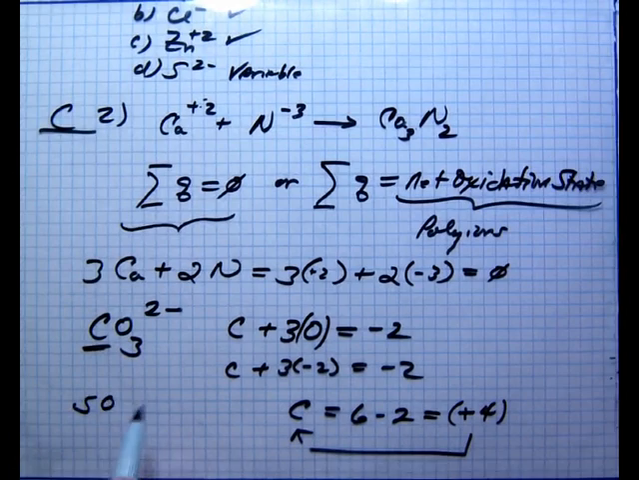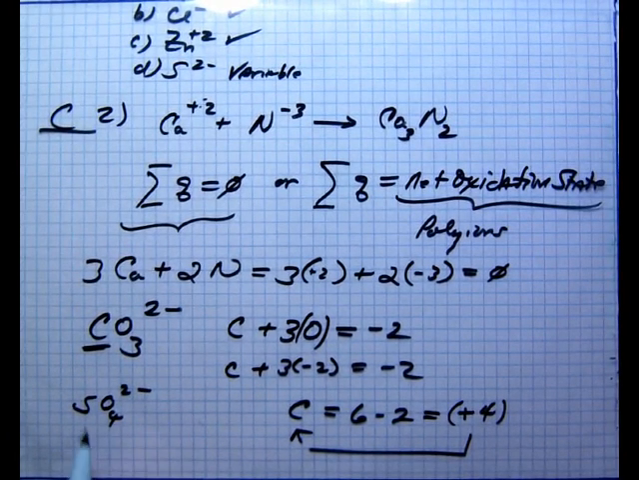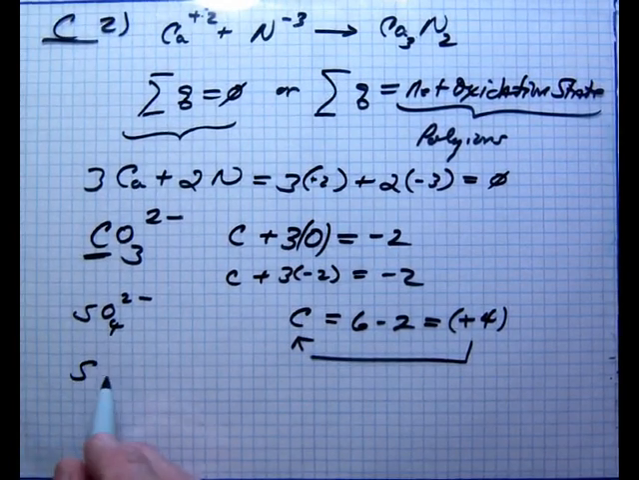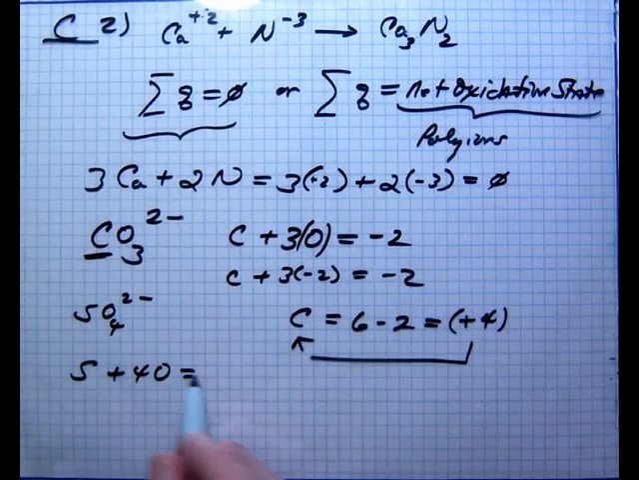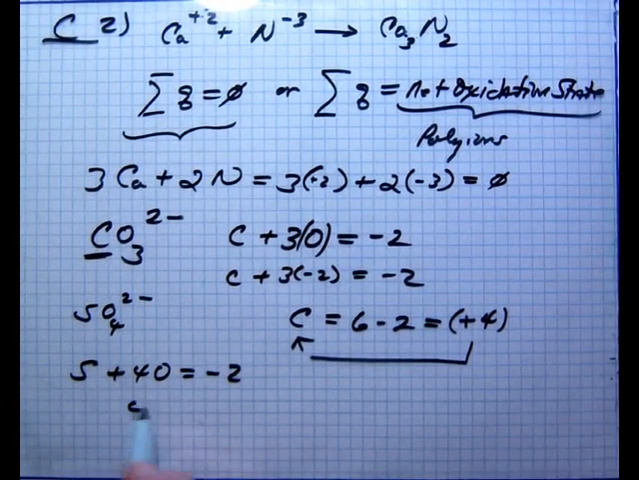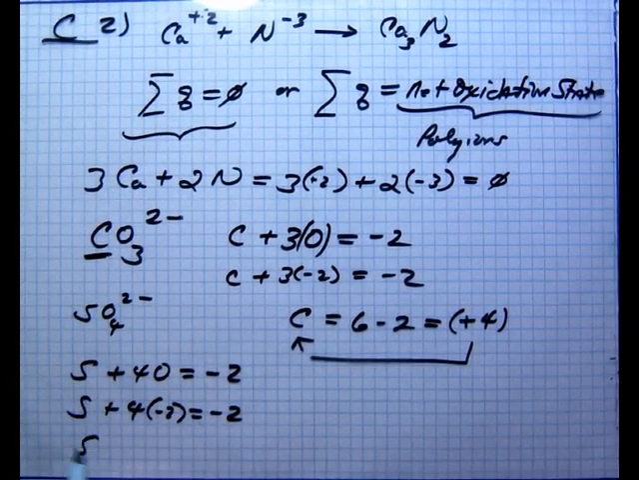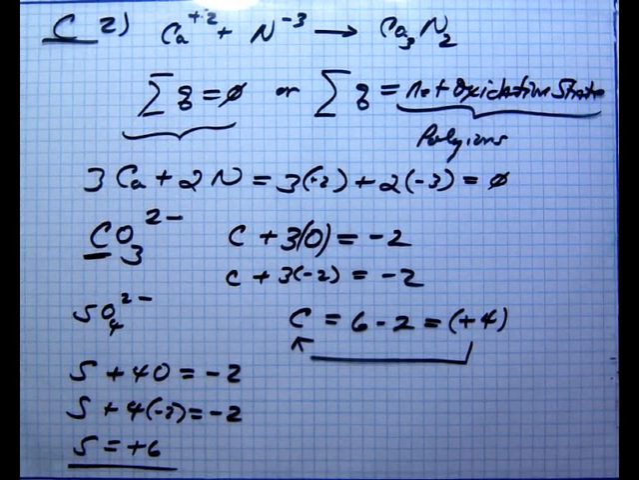Try for SO4 2 minus. See what that is. This is just for supplement. 1 sulfur, 4 oxygens has to equal a minus 2. 4 times a minus 2 is equal to minus 2 plus your sulfur. And sulfur, solving this, is a plus 6 in that context.